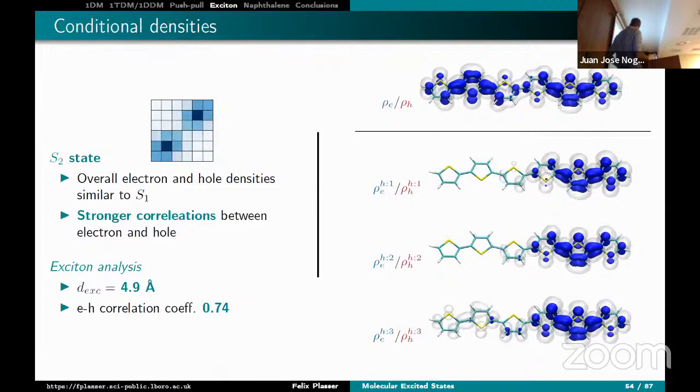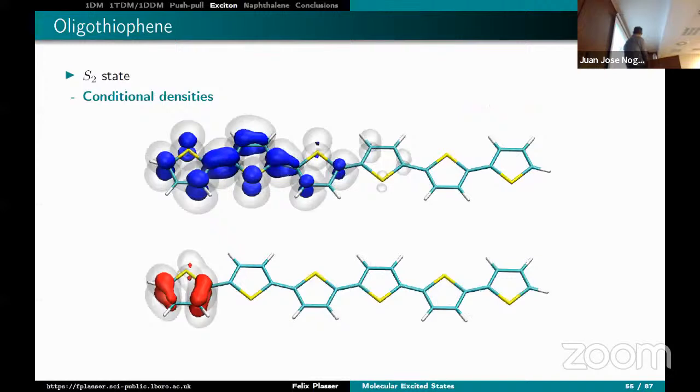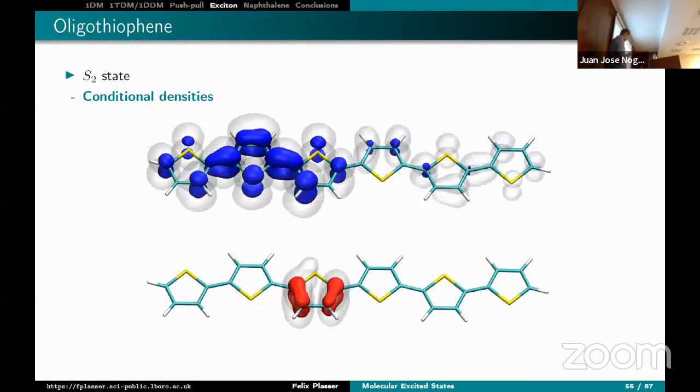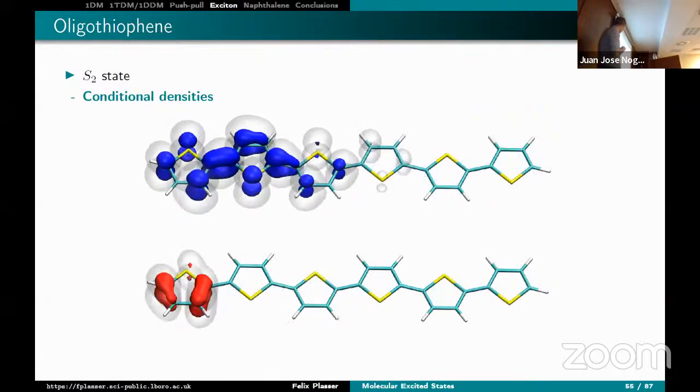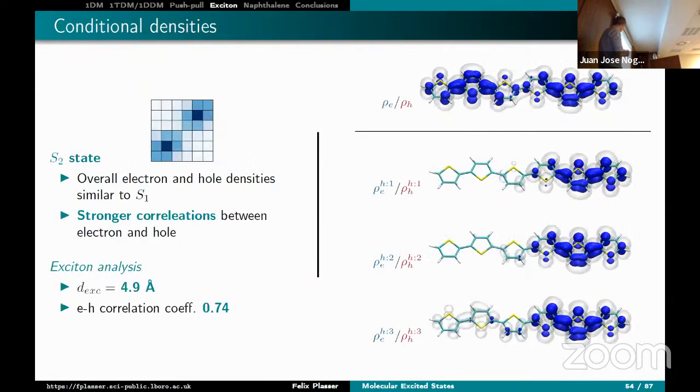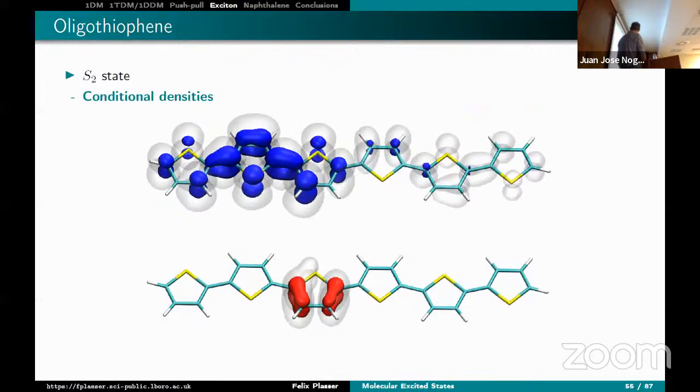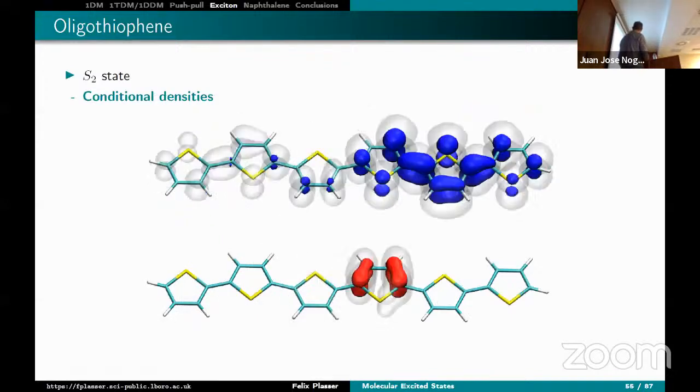So for the S2 state, the exciton size is slightly smaller and the correlation is a bit higher, because we have stronger correlation, as you have seen with this nodal plane. So for example, when we look at this picture, we start here: if the hole is on the left side, the electron is always on the left side, and that's represented by this blob here. And then once the hole jumps to that side, the electron is always here.